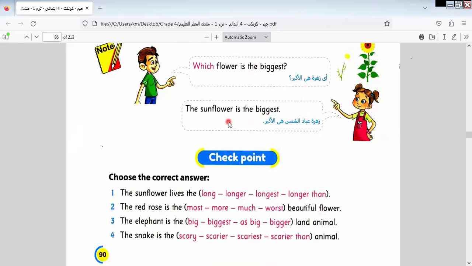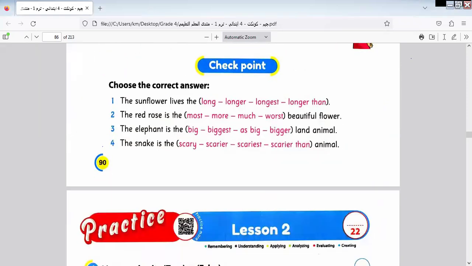Which flower is the biggest? The sunflower is the biggest. Let's answer the questions below this part. The sunflower is the heaviest, adding est to the adjective. The red flower is the most beautiful flower.